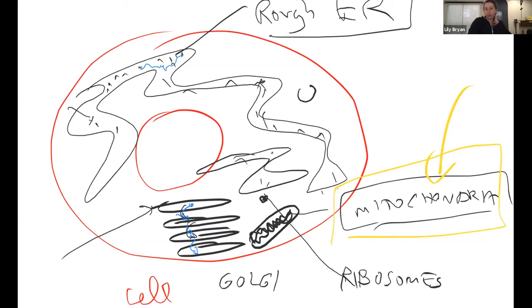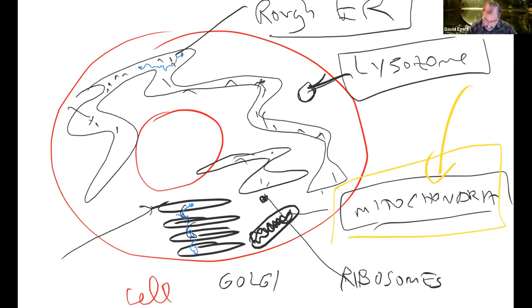Lysosomes? Yeah, totally, lysosomes. What is a lysosome? Peroxisomes, but they're different. Peroxisomes play kind of a similar role. What is the role of a lysosome? They have digestive enzymes and digest unwanted substances. Exactly. So it's filled with enzymes that break stuff down.